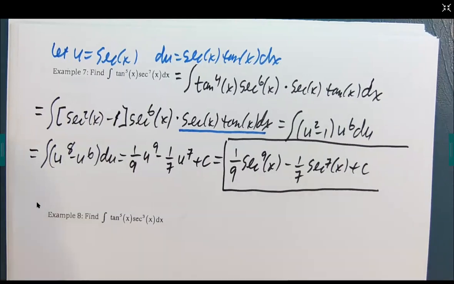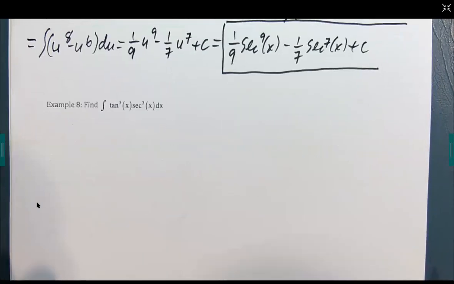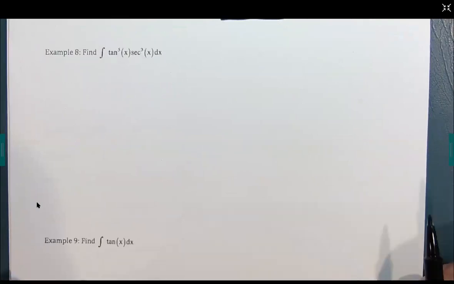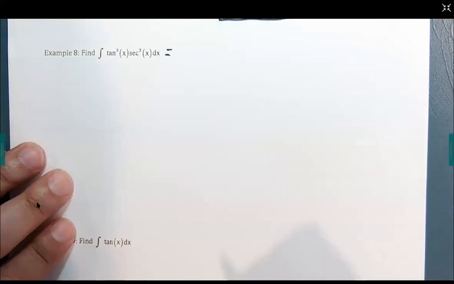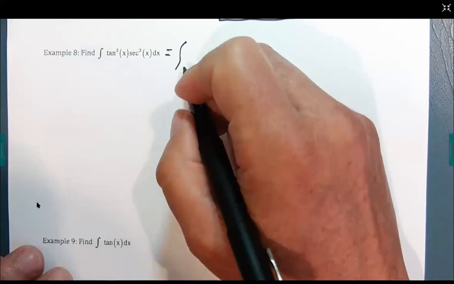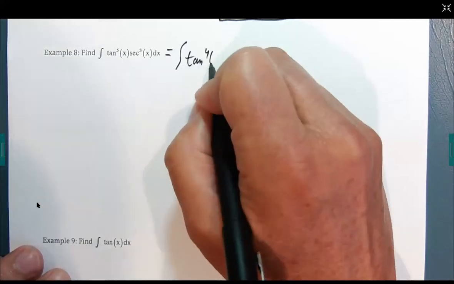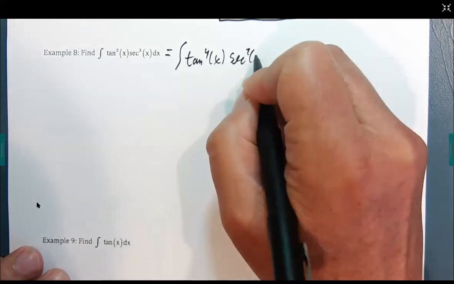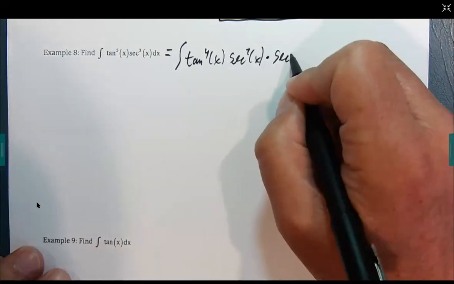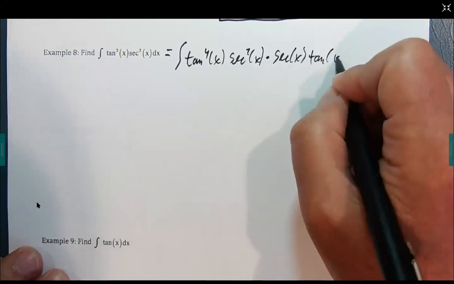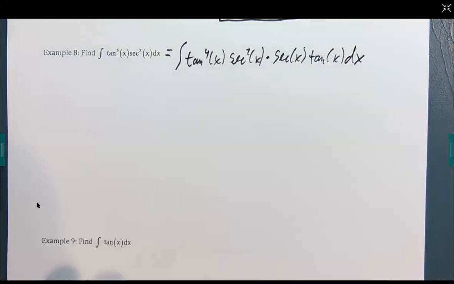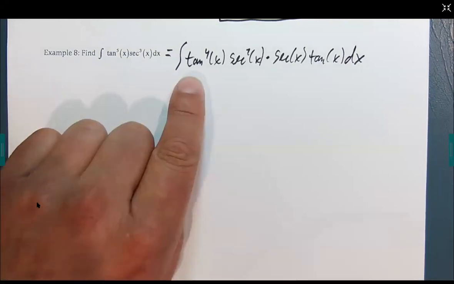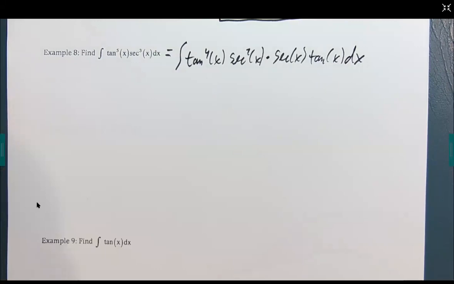Here's another opportunity for you maybe to pause the video to see if you can apply what you just learned from the previous example 7 and apply that here. I'm going to continue, however. I'm going to once again save off a secant and a tangent. This is going to be tangent to the 4th x secant squared x times secant x tangent x dx. And I can see right away that I can transform the tangent into secant very easily because it has even exponents.